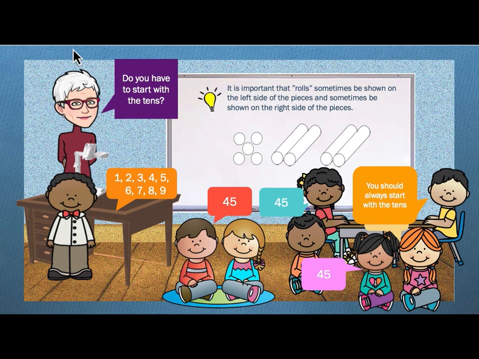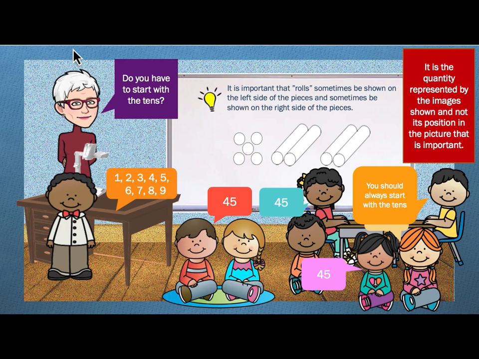So we include this example so that teachers understand that it is the quantity represented by the image shown, and not its position in the picture, that is important for children to attend to. After these introductory activities, which will be used only once, we encourage teachers to use tasks where the rolls and pieces are not always placed together, and to always include 10 or more pieces.